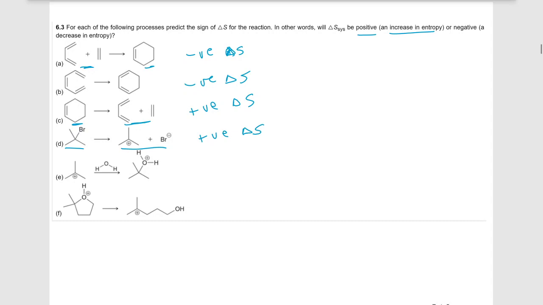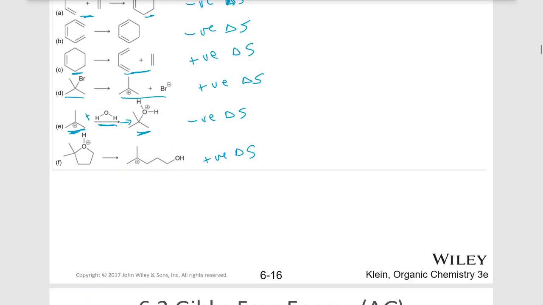For E, we've got this. Sometimes we write some of our reactants over the arrow. Okay, so this is like saying this carbocation plus water yields this thing here. Okay, so we've got 2 species going to 1 species, so we're losing entropy, so that's going to be a negative delta S. And then F is a ring opening, so that's going to be more entropy, and so that's going to be a positive delta S. Okay?